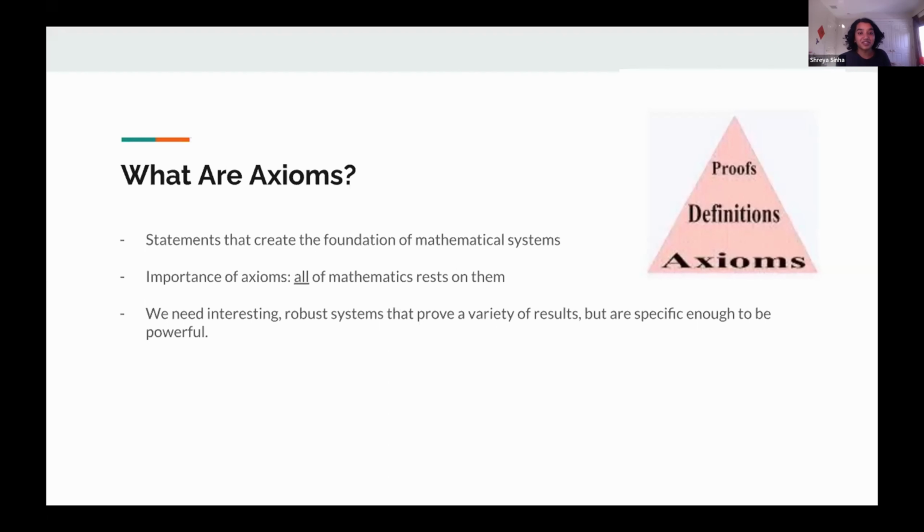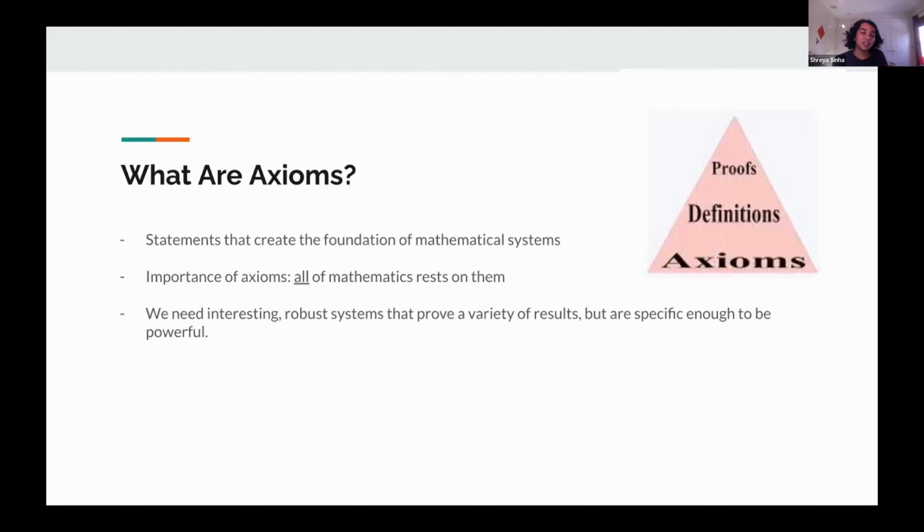The importance of axioms is that all of mathematics rests on them, and so it's very interesting to see what happens when you have different combinations of axioms, what kind of mathematical systems they create, as well as what happens when you have either too many or too little. If you don't have enough axioms, you can't really prove anything, and then your system isn't interesting. But if you have too many, you can prove everything, and that's also not really interesting.